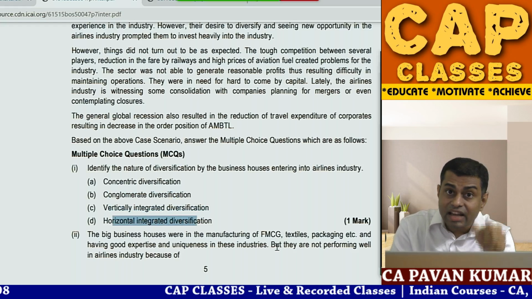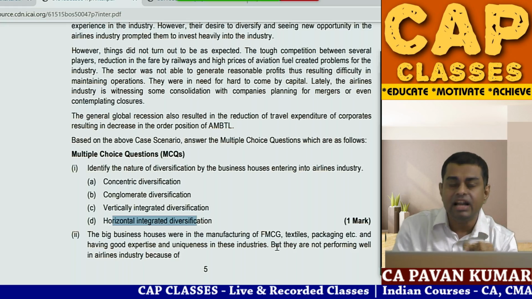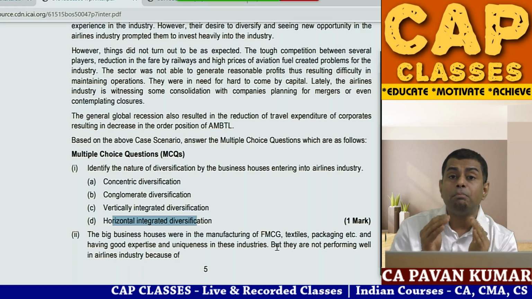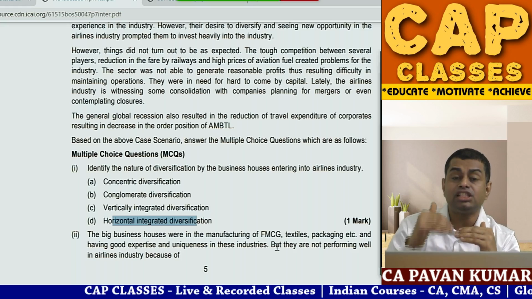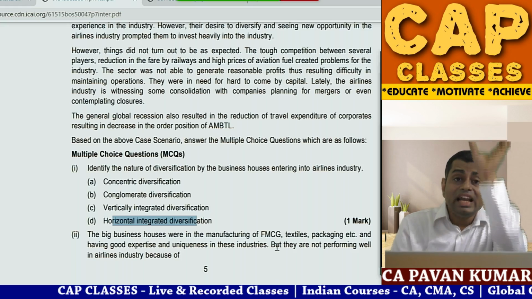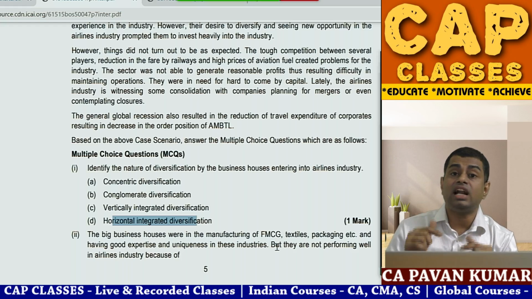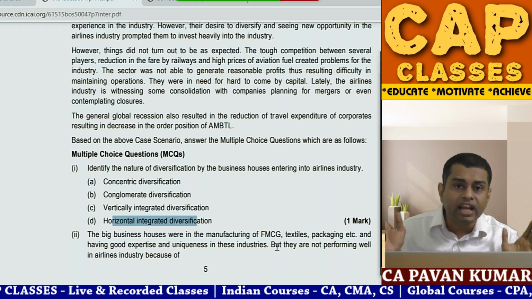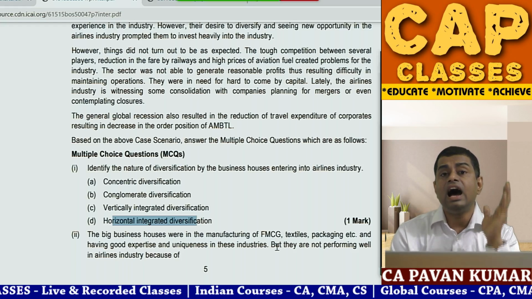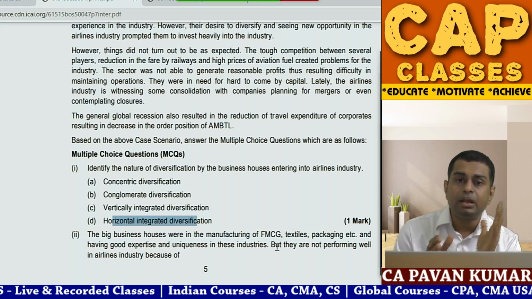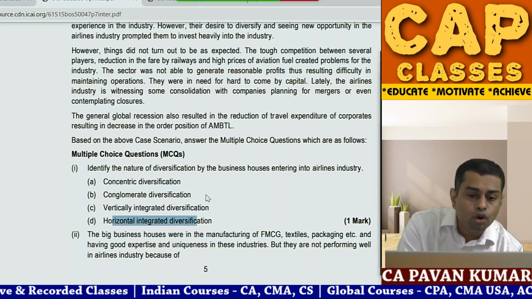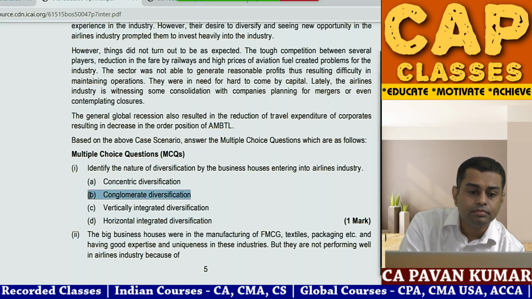Vertically integrated diversification. If you say, Pavan sir, it is vertically integrated diversification, your movement from the existing business to new business shall happen in the supply chain, but there is no connection. You are starting a new business which is in no way connected to the existing business. That is unrelated diversification. That means it is conglomerate diversification.